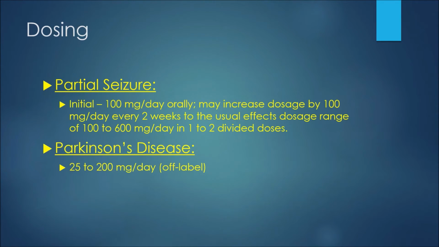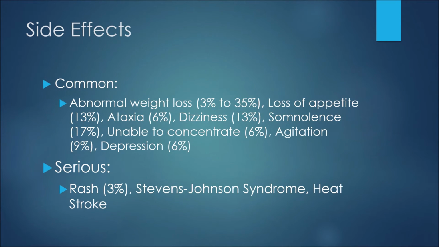If they were using this medication for an off-label indication, such as Parkinson's disease, we may see 25 to 200 milligrams given daily. As with all medications, there are some side effects or adverse reactions that patients may experience while using Zonisamide, so we'll go over some of those here now.